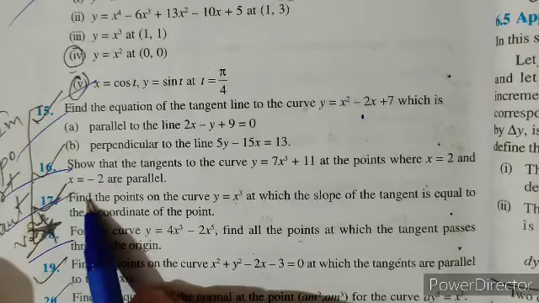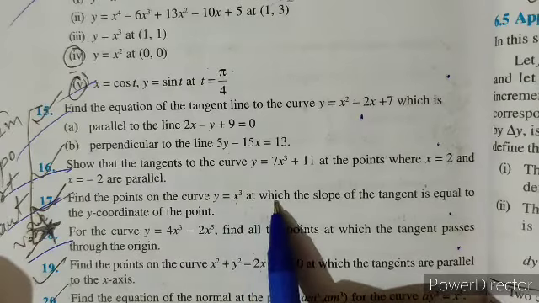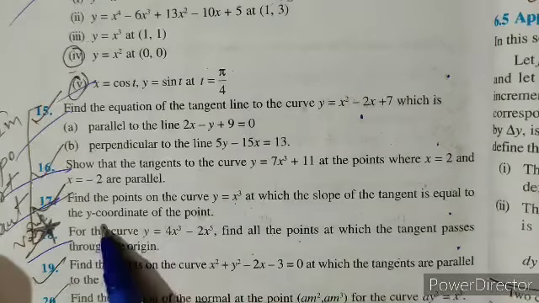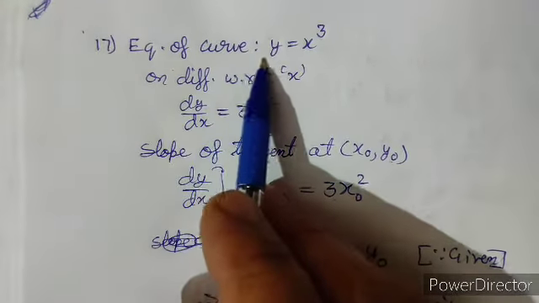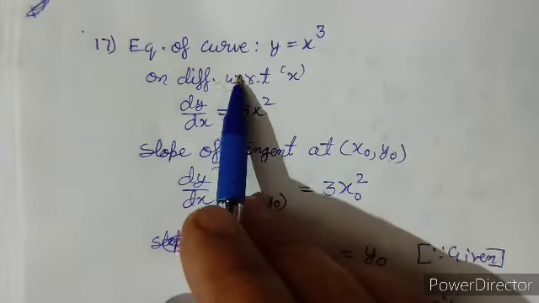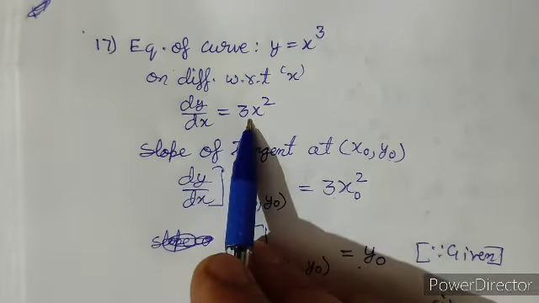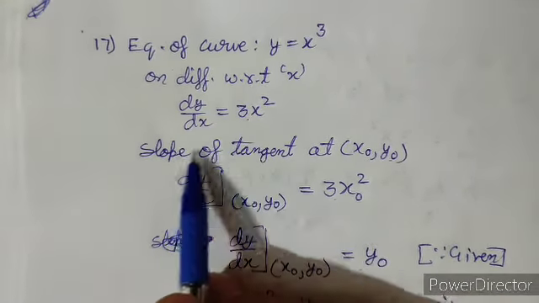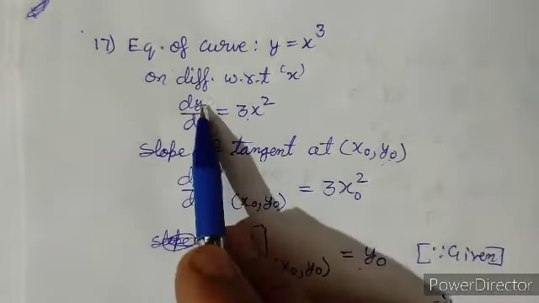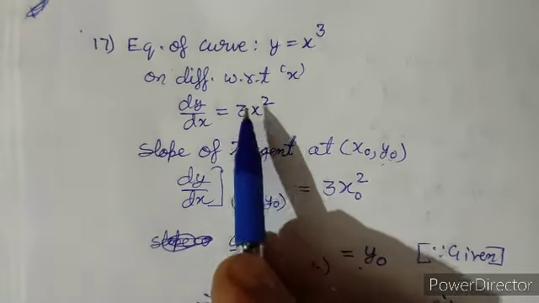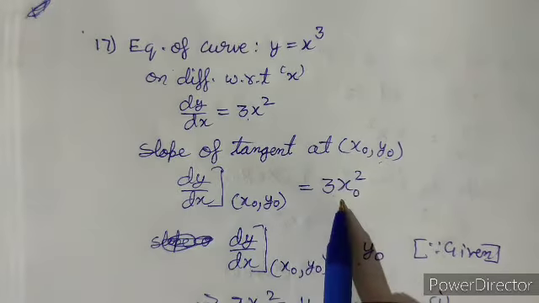In question 17, we have to find the points on the curve y equal to x cube at which the slope of the tangent is equal to the y coordinate of the point. Now the equation of the curve is given to us as y equal to x cube. On differentiating both sides with respect to x, we will get dy by dx equal to 3x square. Now the slope of the tangent at any point x0, y0 will be given by dy by dx at x0, y0, that will be equal to 3x0 square.